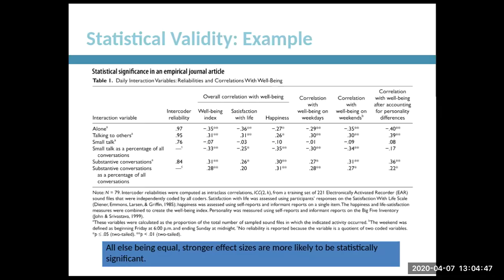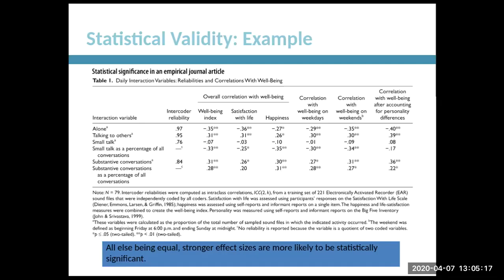Again, all else being equal, with stronger effect sizes, as you get closer to 0.3 or above, it becomes significant at the 0.01 level. So the stronger effect sizes are the ones that are more likely to be statistically significant. If you see the 0.08s and the 0.10s and the 0.03s and even the 0.20s on this table, they are not significant. They don't have any asterisks.